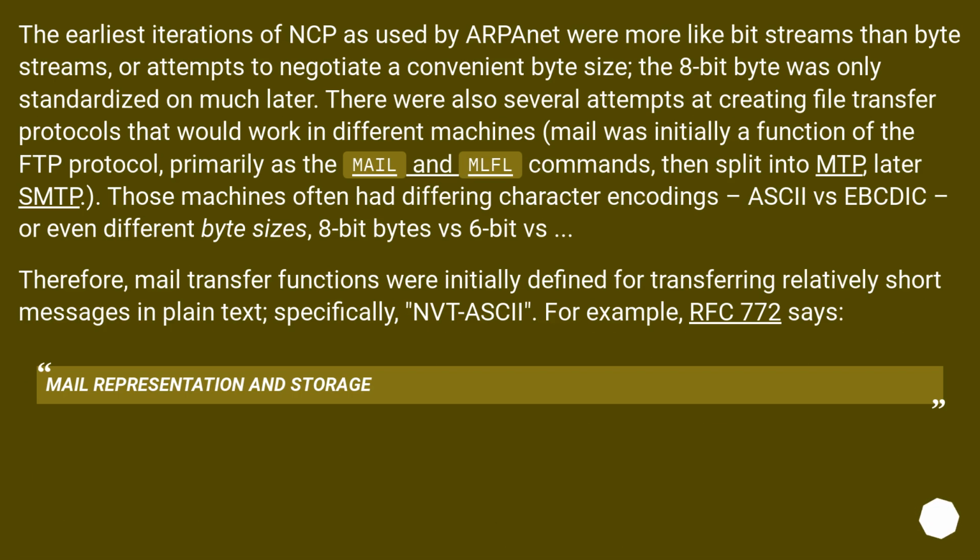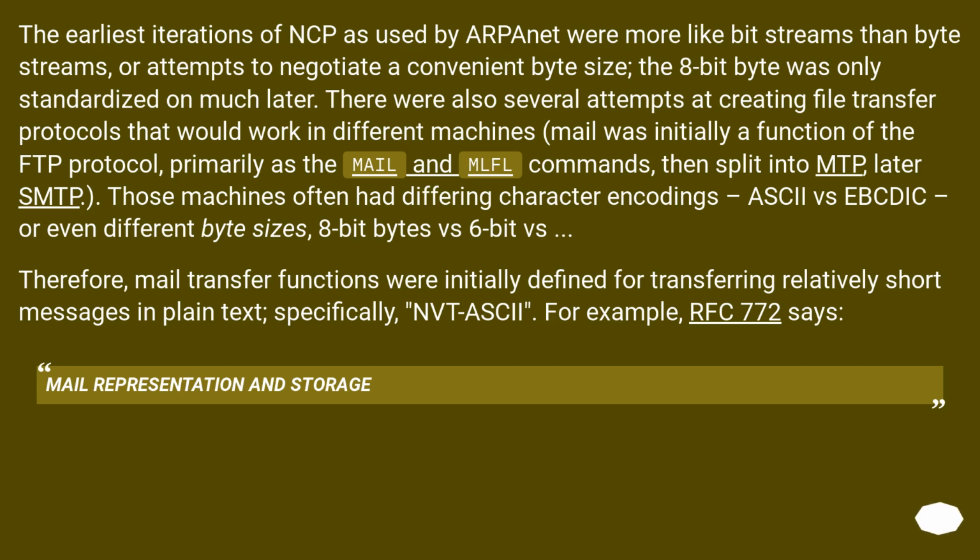There is a good Wikipedia article on this. The earliest iterations of NCP as used by ARPANET were more like bit streams than byte streams, or attempts to negotiate a convenient byte size. The 8-bit byte was only standardized on much later. There were also several attempts at creating file transfer protocols that would work in different machines.